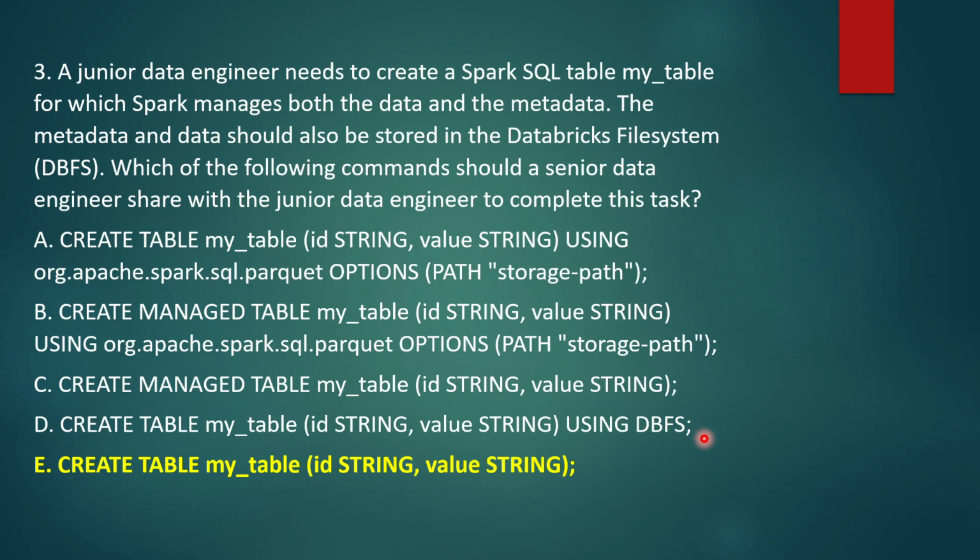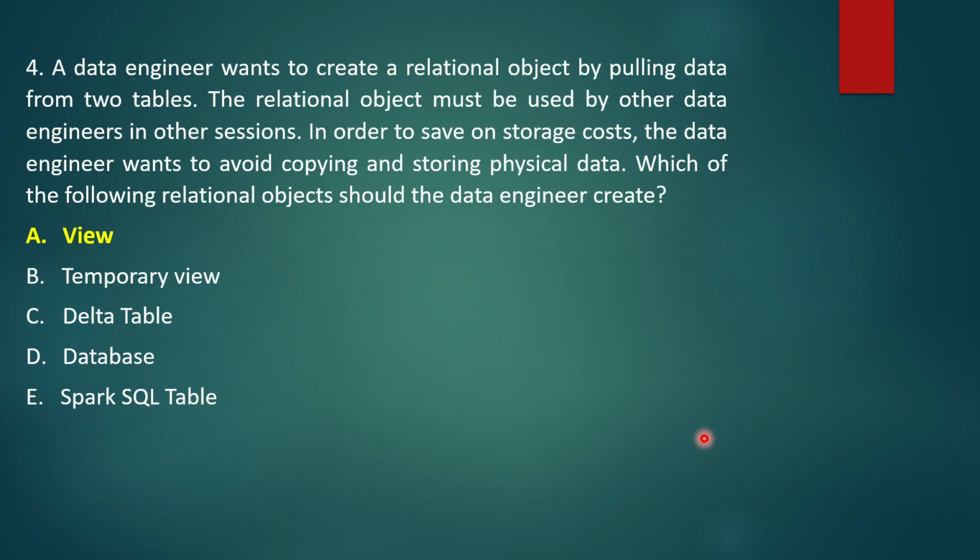Coming to the next question, question 4. A data engineer wants to create a relational object by pulling data from two tables. The relational object must be used by another data engineer in another section. In order to save storage cost, the data engineer wants to avoid copying and storing physical data. Which of the following relational objects should the data engineer create?